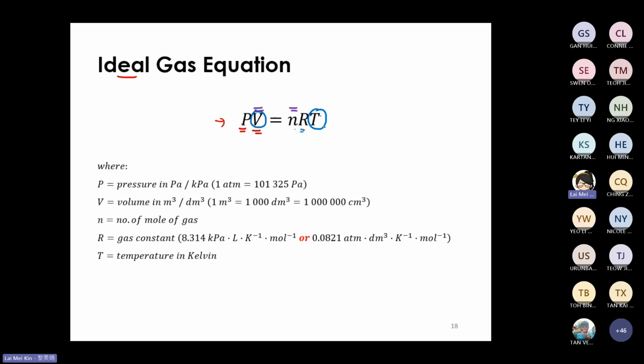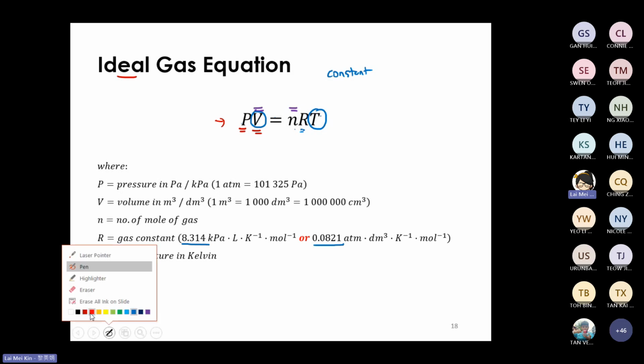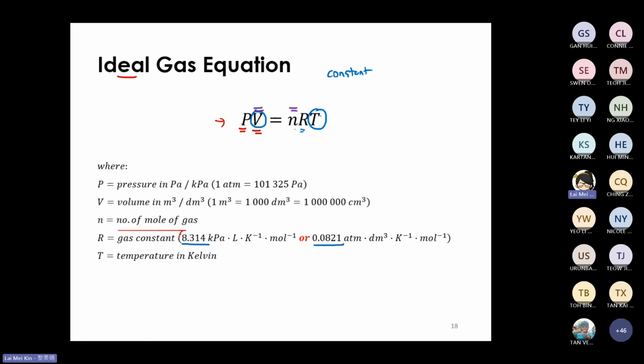What is this special R here? R is a constant value. Constant value means it's a value that you plug in, the same value. So you can either choose 8.314 or 0.0821. Both are in your data booklet. What's the difference? Personally, I always use 8.314. When I use 8.314, I keep on using it, so I remember the values.